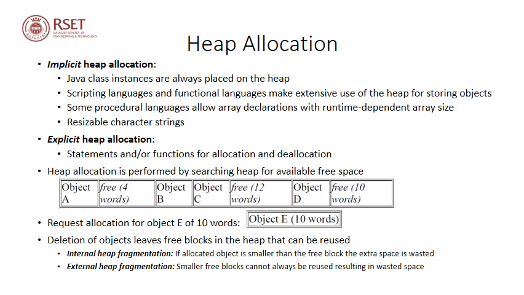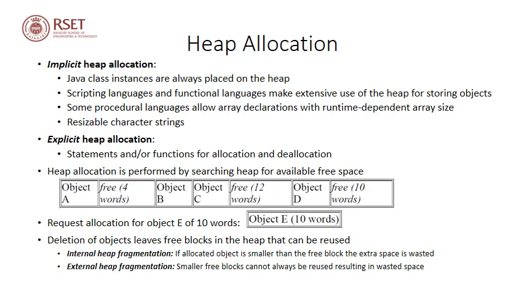Heap allocation may be implicit or explicit. An example of implicit heap allocation is a Java class instance. So we have already seen that whenever we create objects in Java, we use the new operator and memory is being dynamically allocated from the heap. Similarly, scripting languages and functional languages make extensive use of the heap for storing objects.